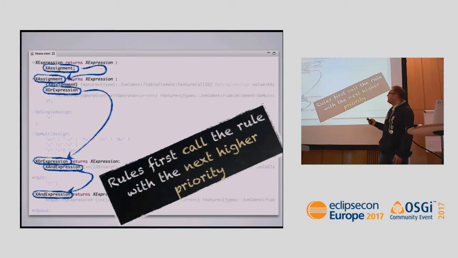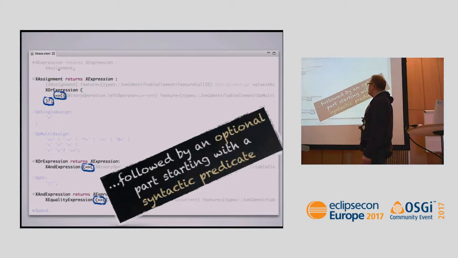Next thing that we see in the rules is that we have this followed by an optional part. It's always optional, either single-valued or multi-valued, introduced by a syntactic predicate. Ever used a syntactic predicate? Who? Oh, not many. Okay, so good to have you here. I will go into this also in a second.